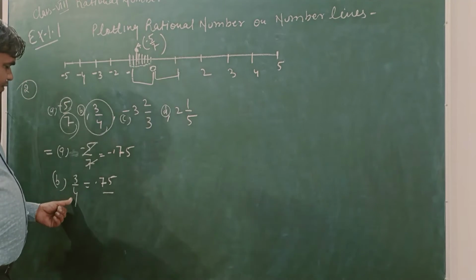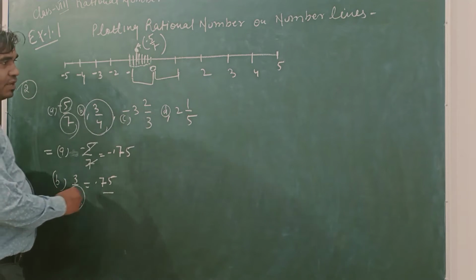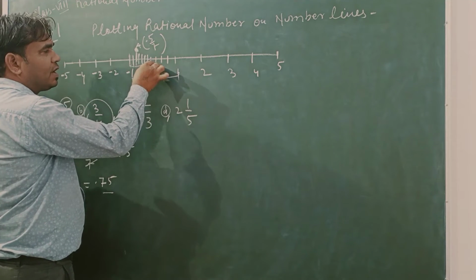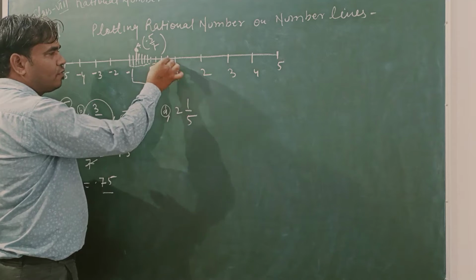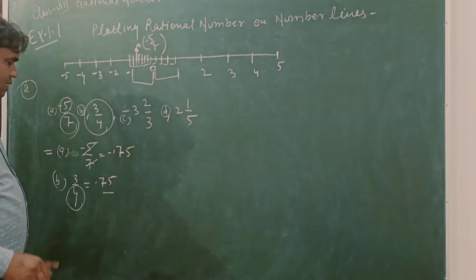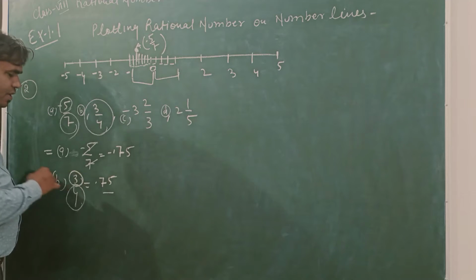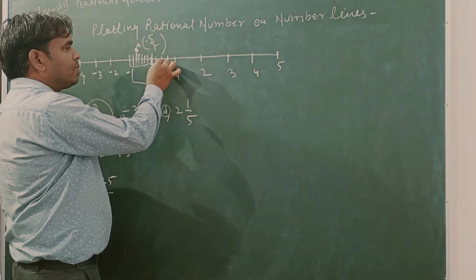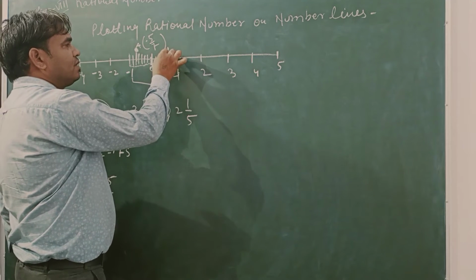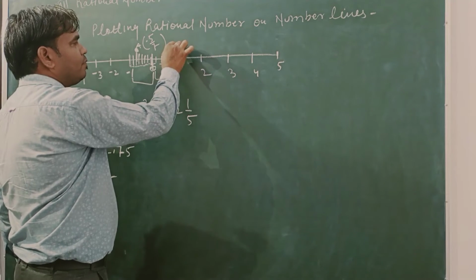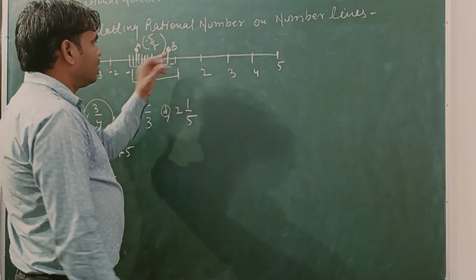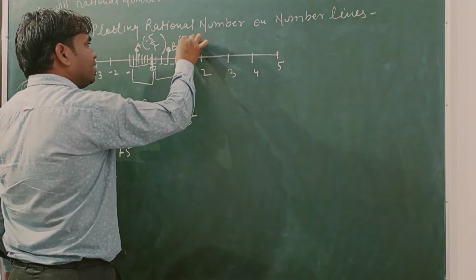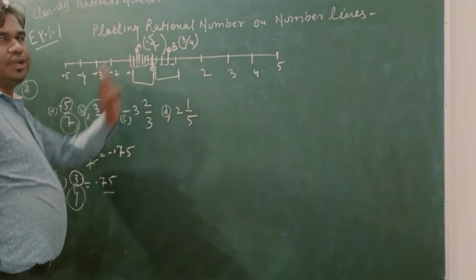So after that you see here the denominator is 4. We have to divide into 4 parts. So 1 part, 2 part, 3 part, and 4 part. After dividing into 4 parts, we see the numerator. The numerator is 3. So we count from here 1 part, 2 part, and 3 part. So here we put the point B, and point B means 3 over 4. So we can put it here.